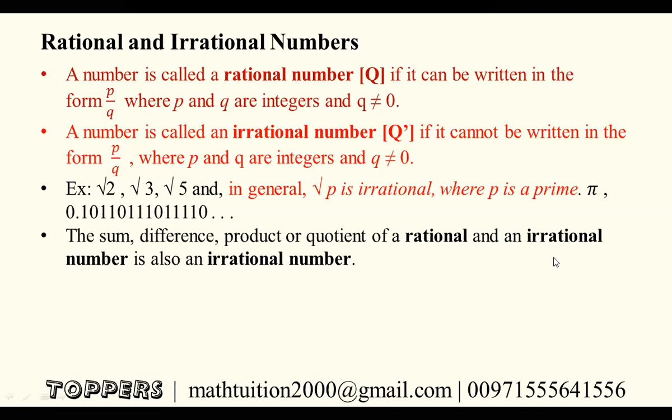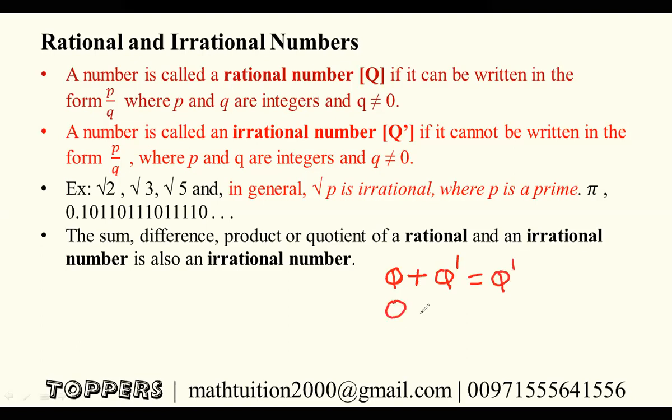Fine. If you add, subtract, multiply, or divide a rational number and an irrational number, the result will be an irrational number. The sum, difference, product, or quotient of a rational and irrational number is also an irrational number. Suppose you are adding a rational number, whose notation we have taken as capital Q, plus Q dash, an irrational number. The result will be an irrational number.